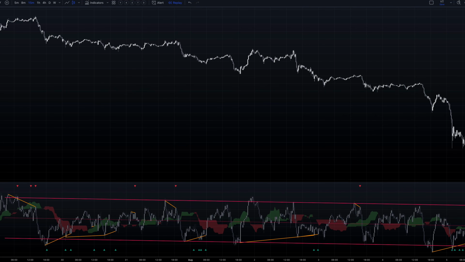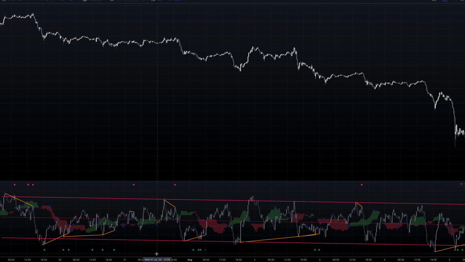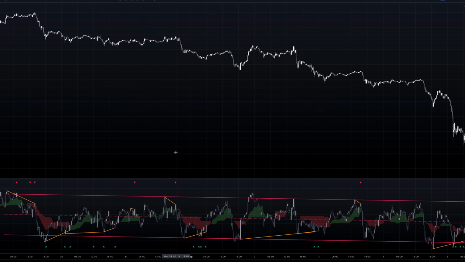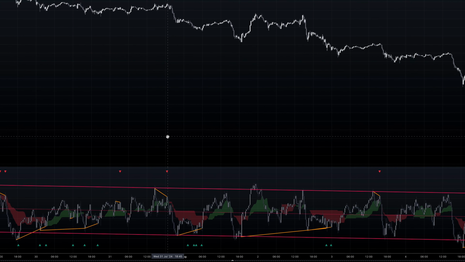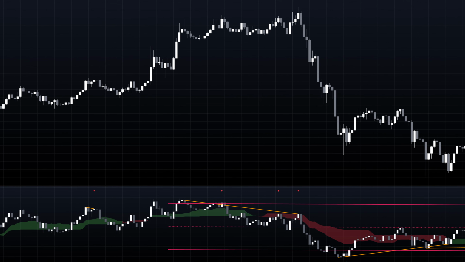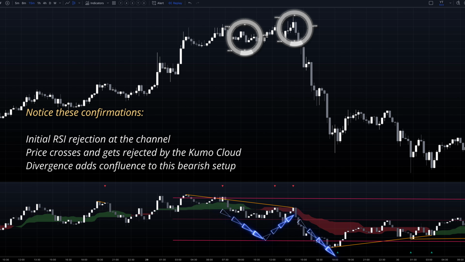Here's a key optimization tip for integrating the Kumo cloud with the regression channel strategy. Instead of using the traditional 26-period displacement, try setting it to 1. This adjustment gives you real-time support and resistance levels, which often proves more practical for this particular setup. For example, when you see the RSI getting rejected by the channel, look for additional confirmation from the Kumo cloud, either a downward cross through the cloud or a rejection at the cloud boundary.